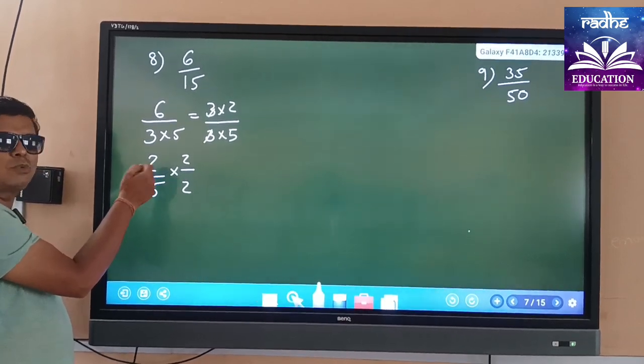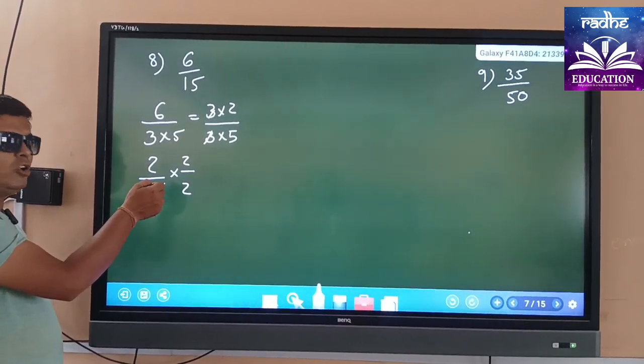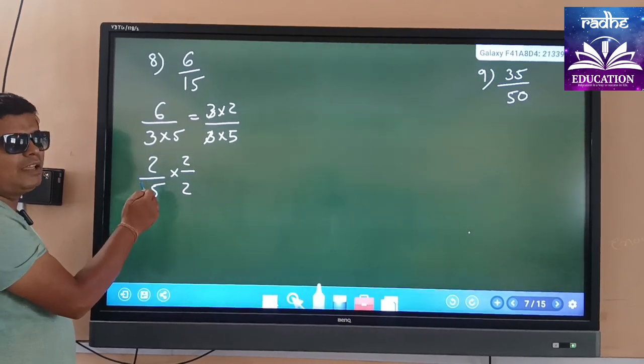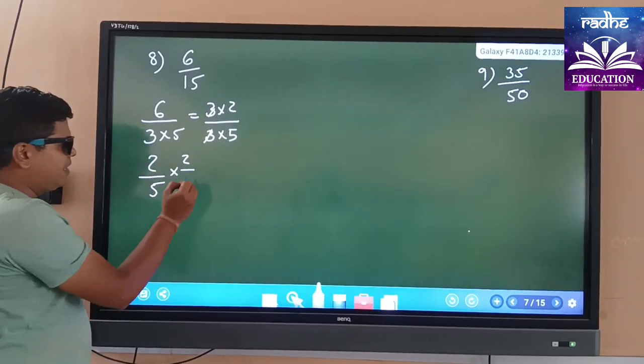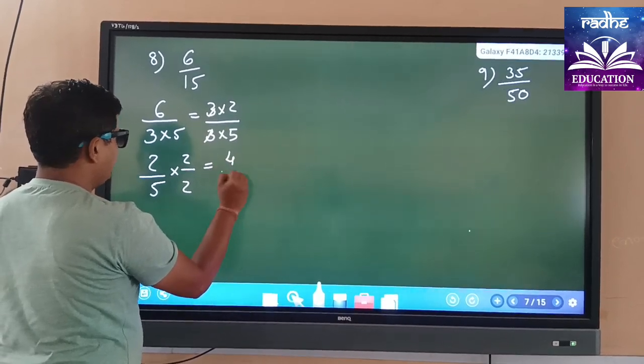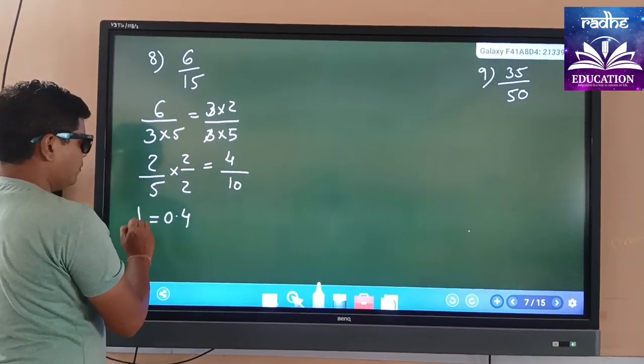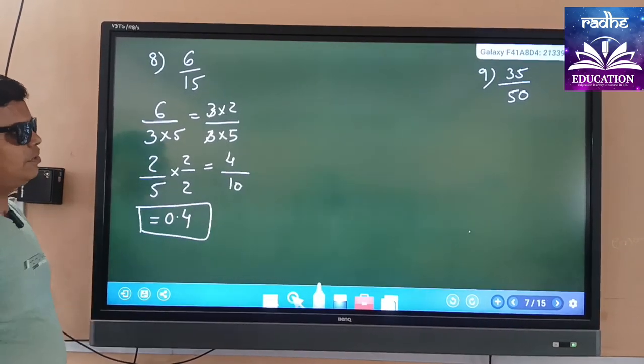If here 5 square is there, then what do we have to multiply by? 2 square. So here we have to convert the denominator into either 10, 100 or 1000. So we multiply and divide like that. Here we get 4 divided by 10, so we get 0.4. This is the terminating decimal expansion.